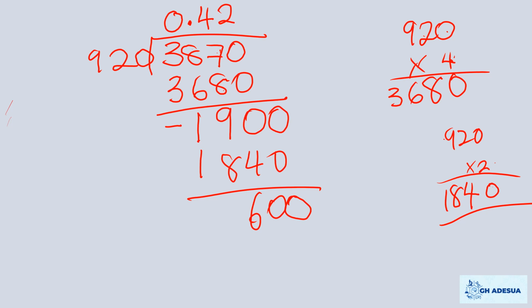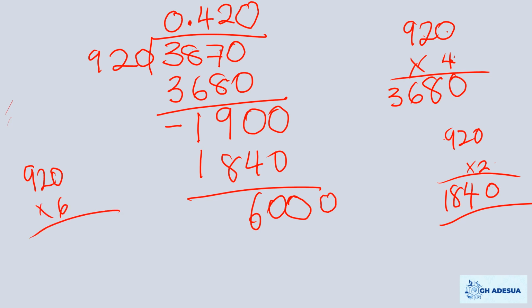920 into 600, not possible. So what do you do? So this time around, it will go with a 0 for the top, right? Okay, 920 into 6000. How many times? 9 times 5 is 45, right? 6 times, are you sure? 6 times 9 is 54. Okay, so let's try the 6 times. So 920 times 6. Quickly, let's go.